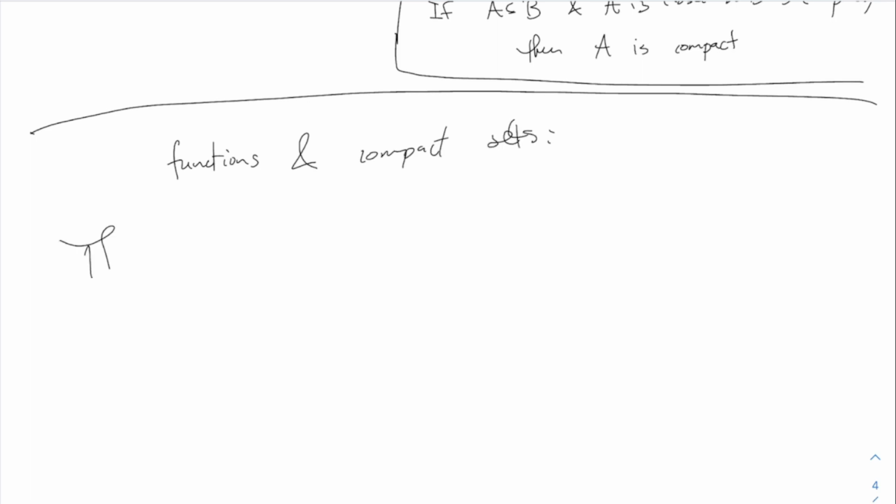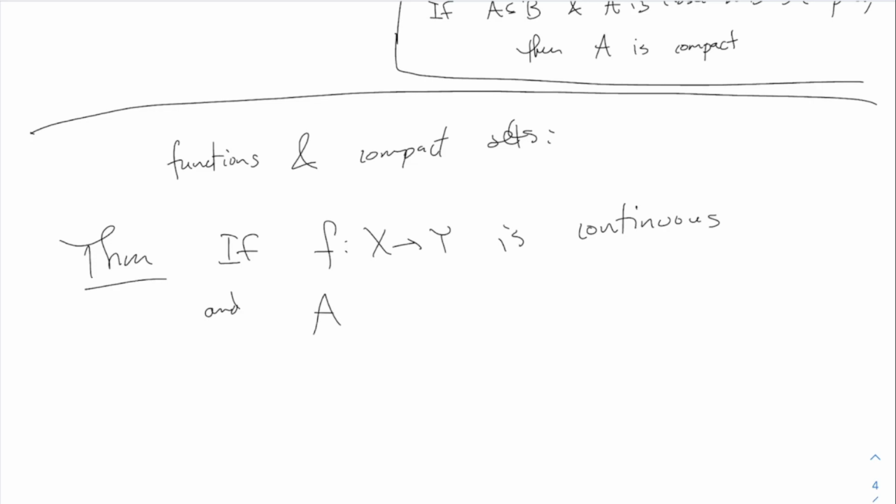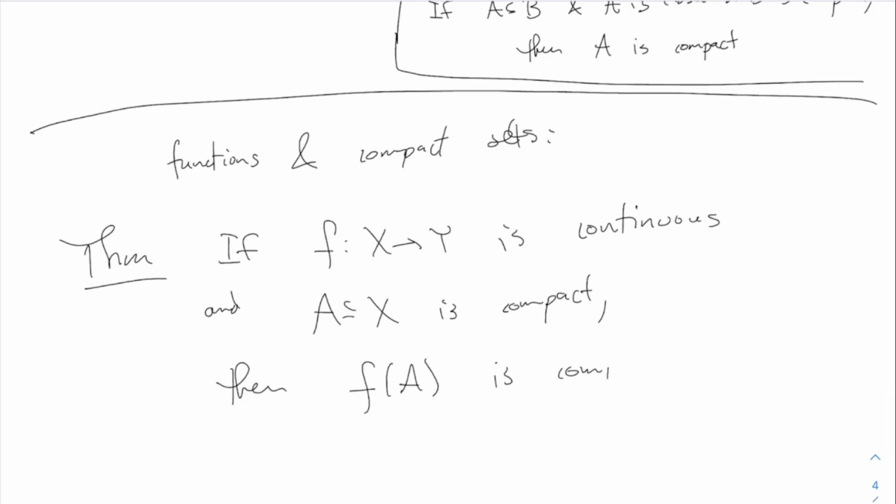The theorem was, and we already talked about this a few times ago, if f is continuous and A as a subset of X is compact, then f of A is compact. So a continuous function takes a compact set in the domain to a compact set in the range, in the codomain. This is a true fact that we already discussed.